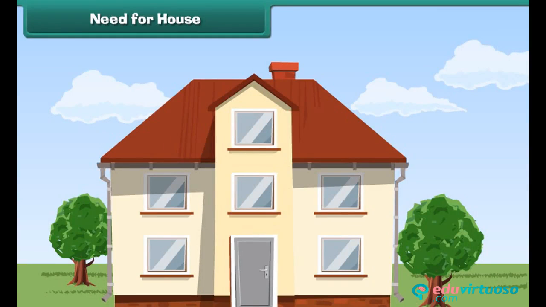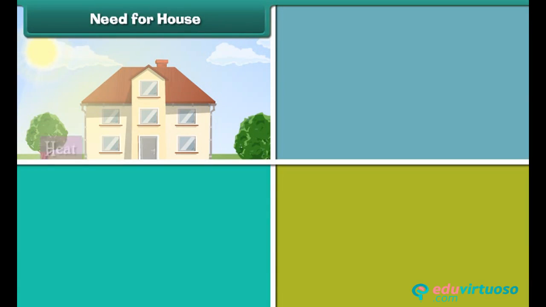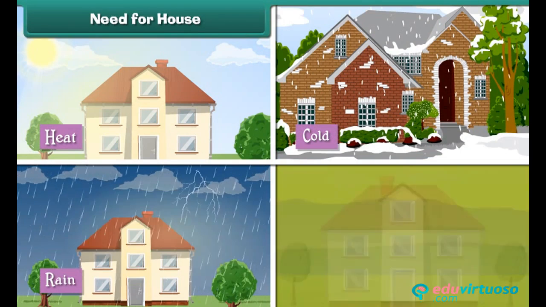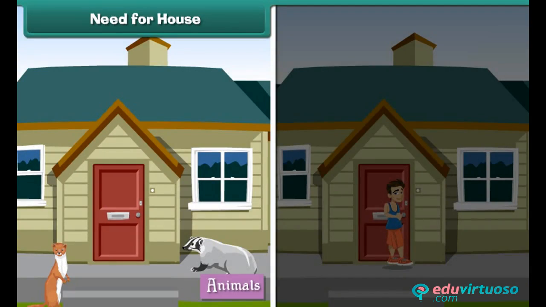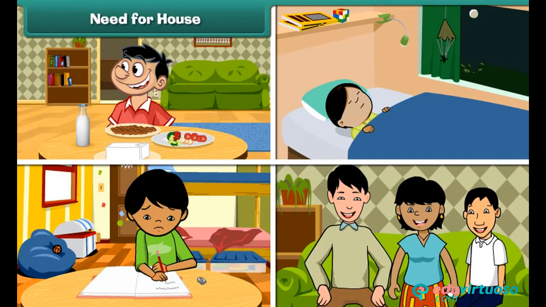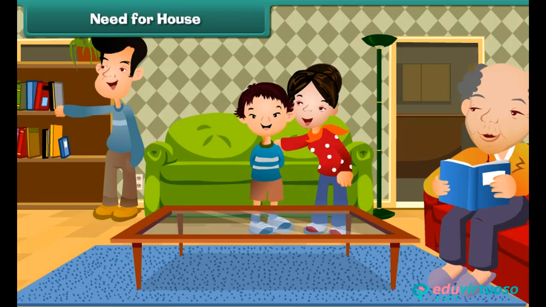Need for house. House protects us from heat, cold, rain, wind, animals, thieves. We eat, sleep, work, laugh and cry in our house. Therefore, we all need a house to live in.